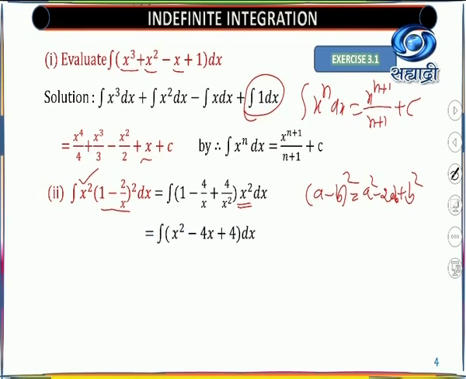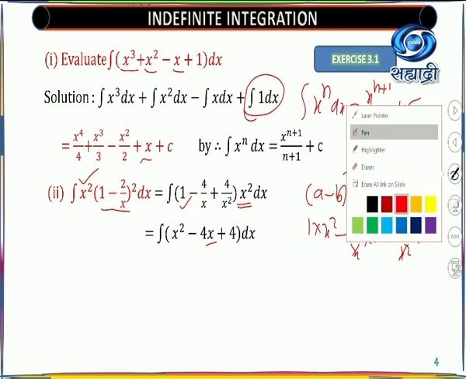So multiply that x square to every term. Multiplying, you get x square here. Here, if you multiply by x square, one x will get cancelled and you are left with 1x, and here both x squares will get cancelled and you will get the 4. That means 1 into x square minus 4 upon x into x square, and 4 upon x square into x square. Hence your expansion gives you x square minus 4x plus 4 dx.